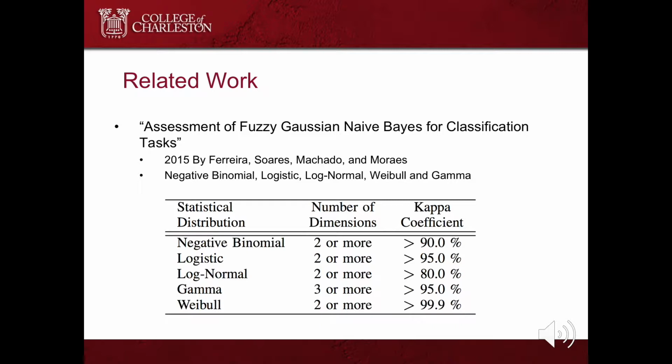These researchers used 40,000 observations for each dimension. We use 10,000, and they also reported their results in terms of kappa coefficient. We report our results in terms of a simple accuracy rate, a simple success rate for the classifier in correctly classifying the different classes within a certain dimension for each statistical distribution.